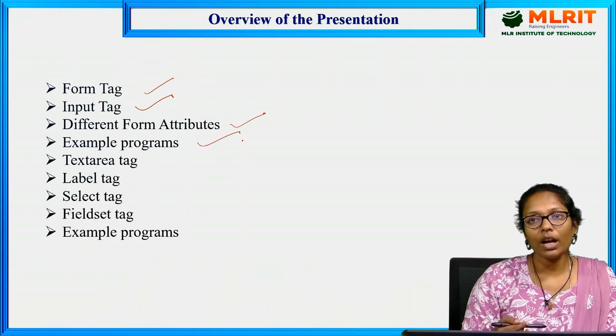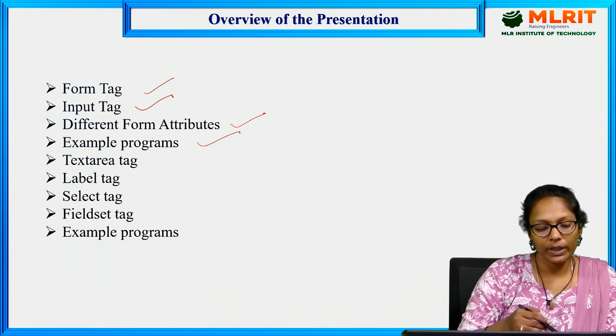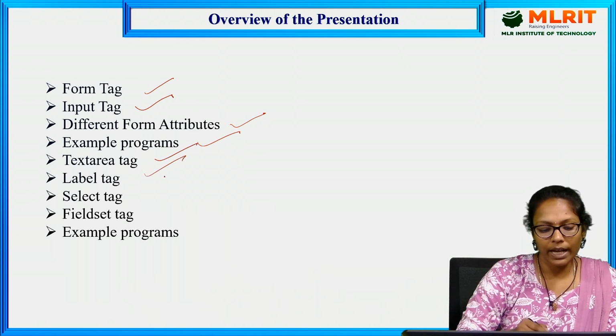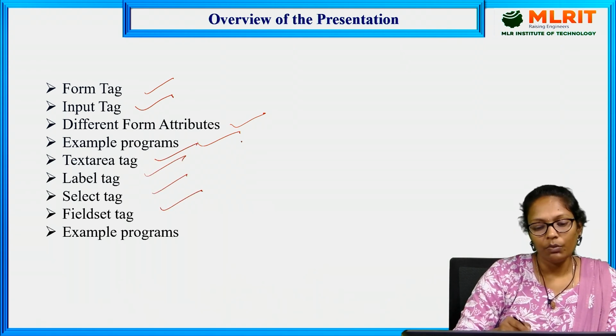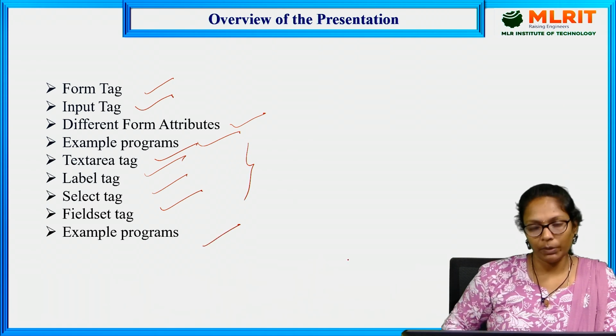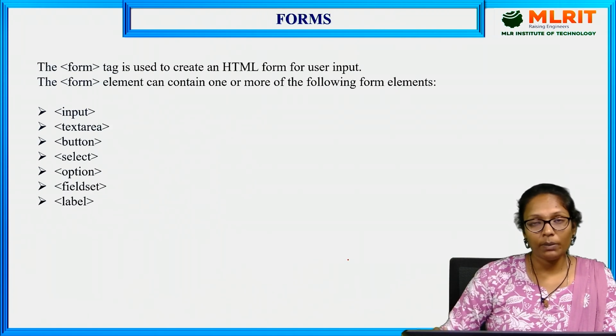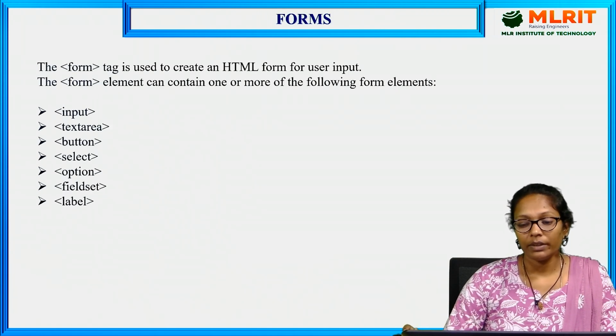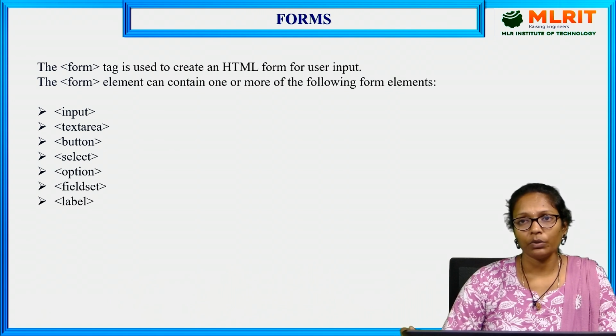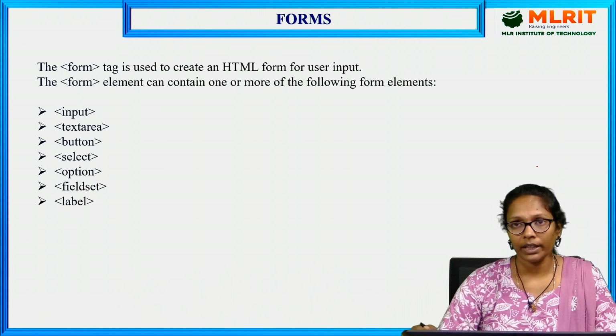We also have different form tags other than the input tag. We have the text area tag, label tag, select tag, fieldset tag. For all these also, we will see the example programs. So coming to the form tag. Generally, if I want to sign up, I will get a form. If I want to log in, I will get a form. If I want to apply for a job, I need to fill a form. If I want to give feedback for a website, I need to fill a form. So all these are nothing but forms.